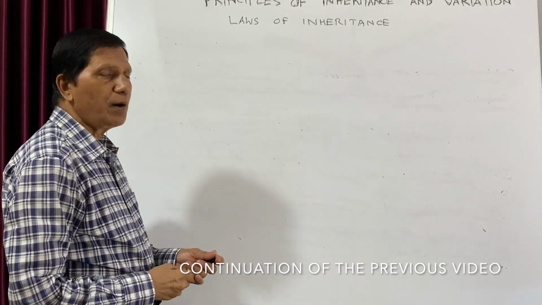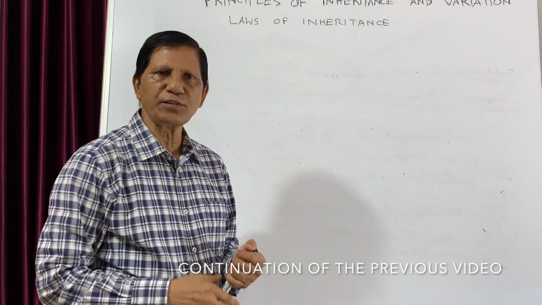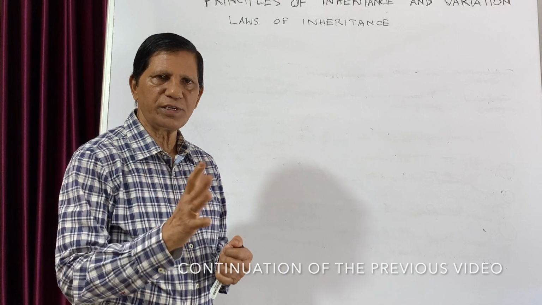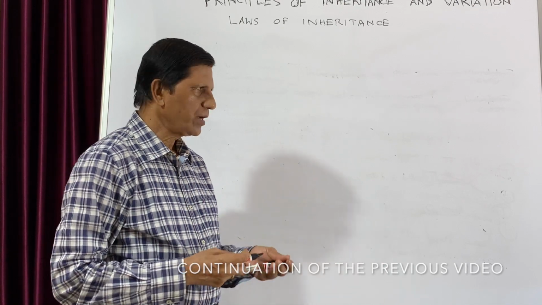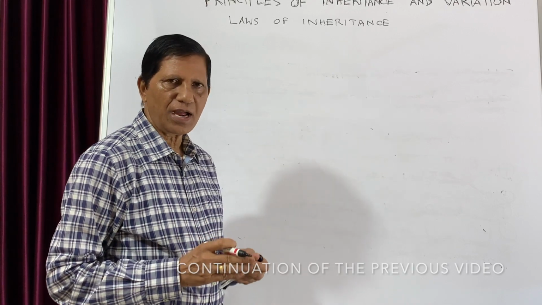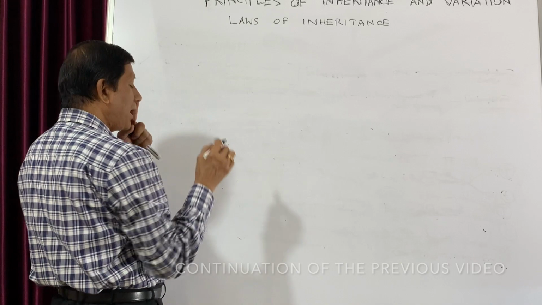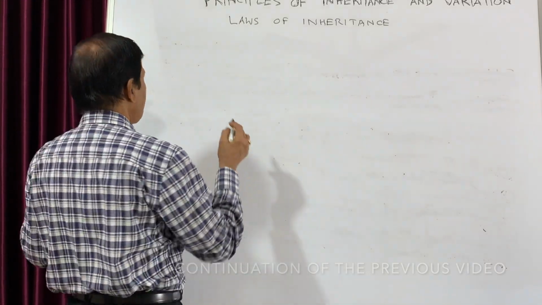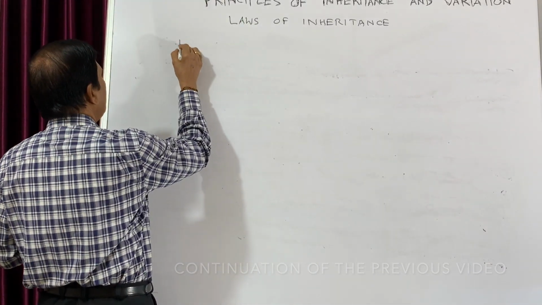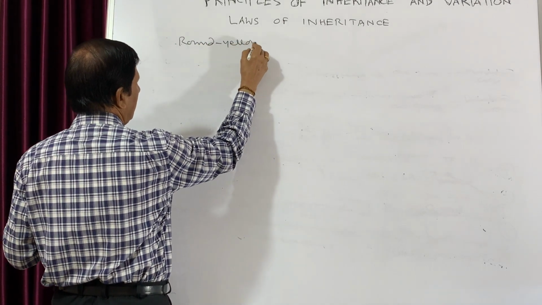So, the law of independent assortment is based on the inheritance of two genes, and it is also based on the dihybrid cross. So, let us draw the dihybrid cross, and from that we can derive everything. In one of the dihybrid crosses, Mendel took round seeds which are yellow in color.